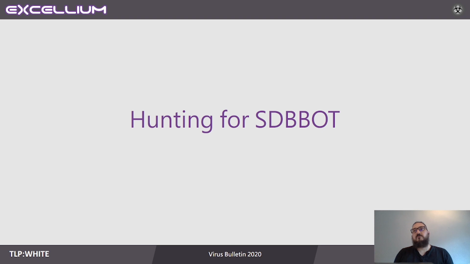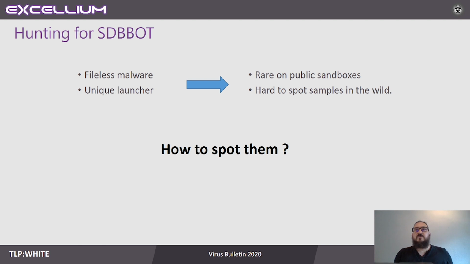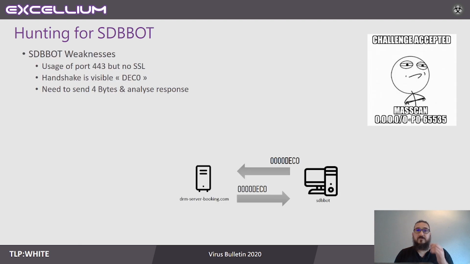Now the question is, since we have a couple of customers in CERT, we are doing some SOC for them and managing the SIEM, the idea is how to find other SDB bots before the attack is launched. The problem of SDB bot is that this malware is fileless, and with the configuration inside the launcher, samples are rare in sandboxes. It's hard to spot samples, so how do we deal with that?